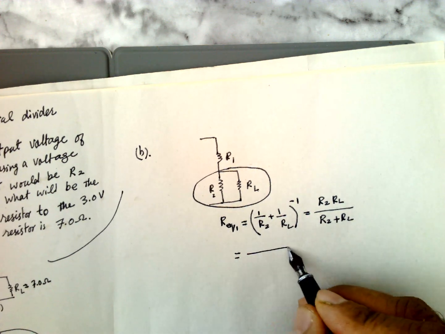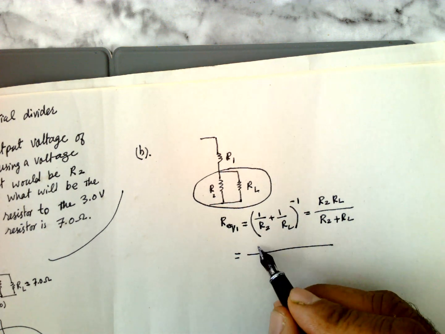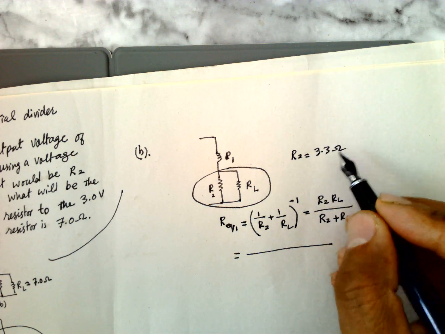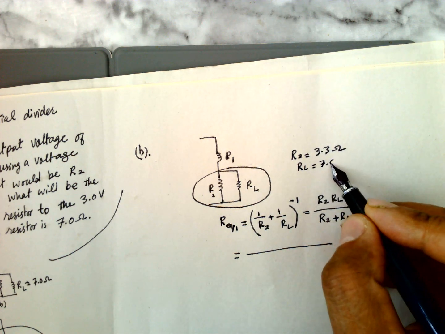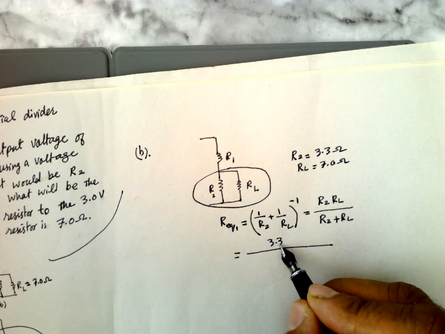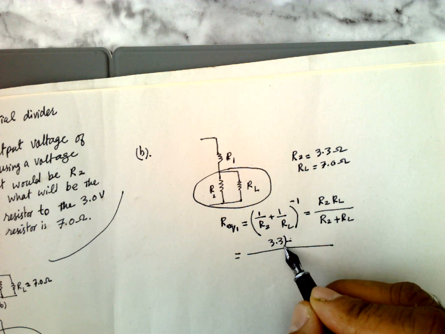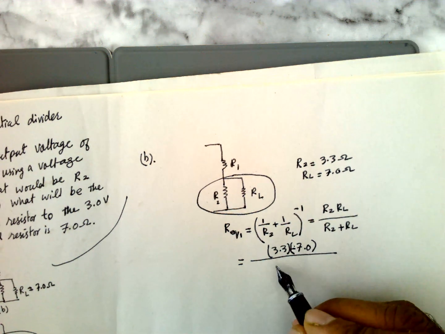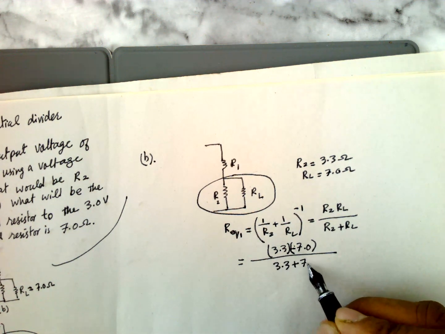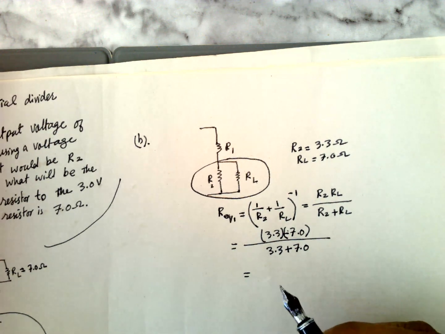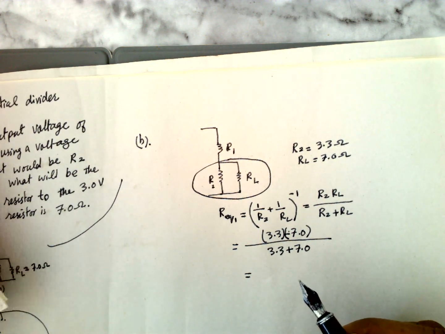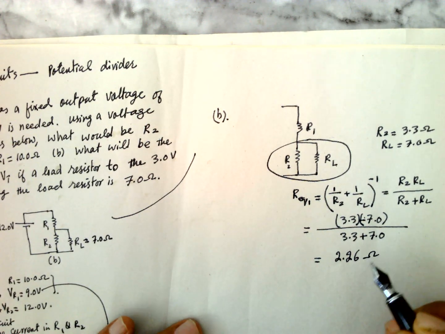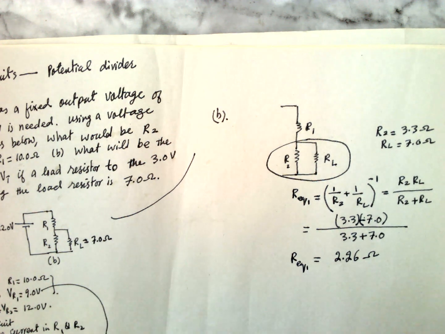So if you use this one, R2 is 3.3 ohm, RL is given 7.0 ohm. So 3.3 multiplied by 7.0 ohms, over 3.3 plus 7.0. So this is equal to 2.26 ohm. So R equivalent 1.